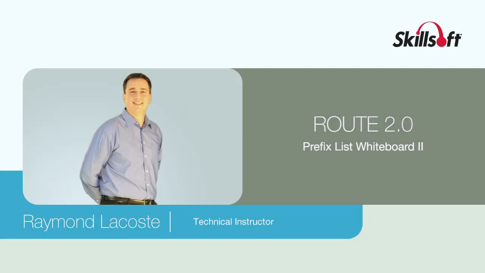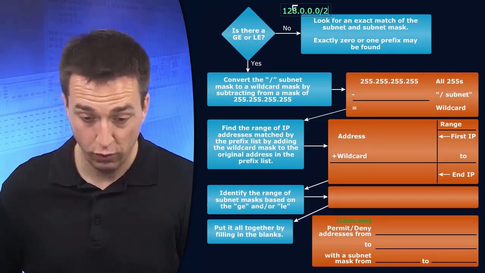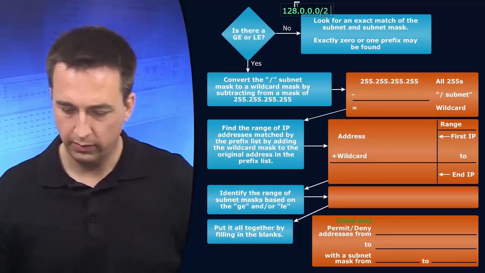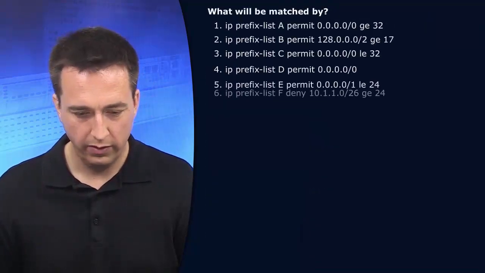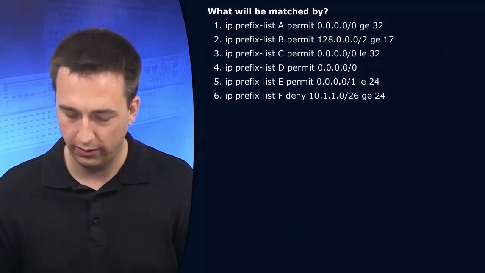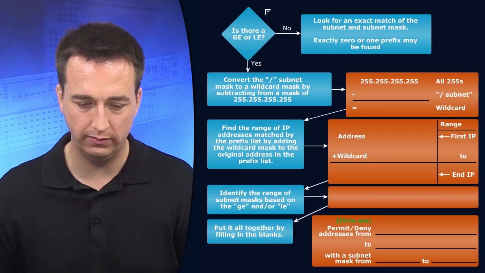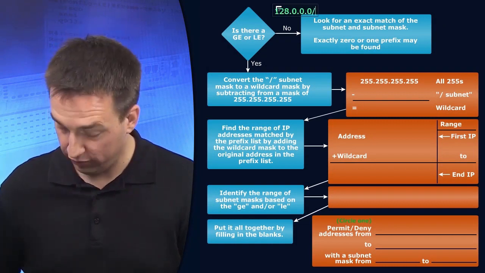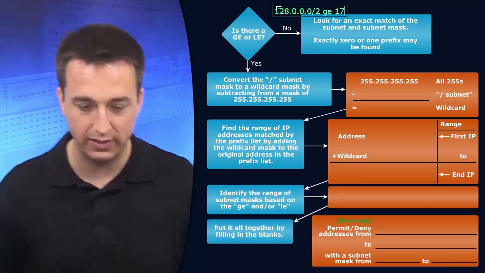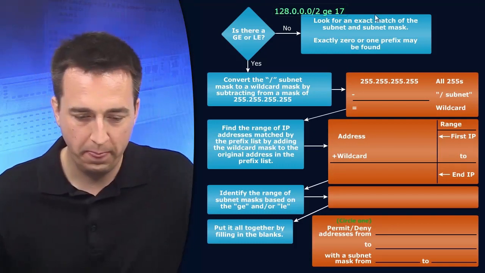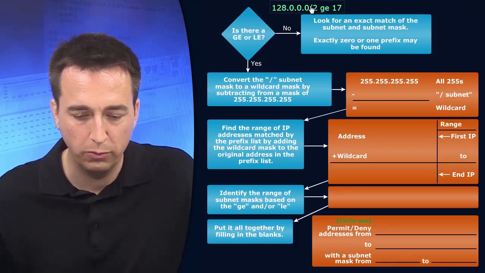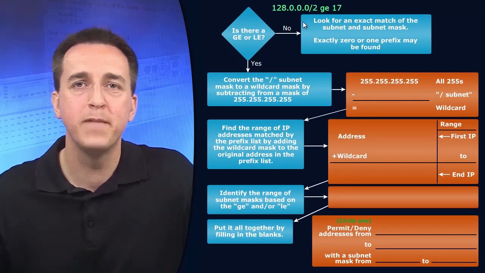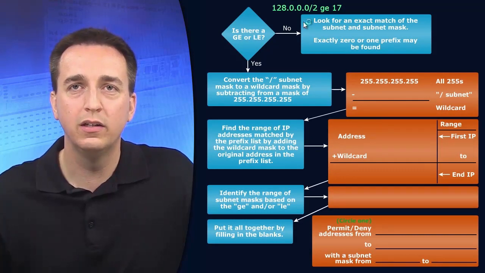So we'll do 128.0.0.0/2. Let me double check that again. 128.0.0.0/2 greater than or equal to 17. Wow. If you struggled with this one, that's okay. We'll get you through this.